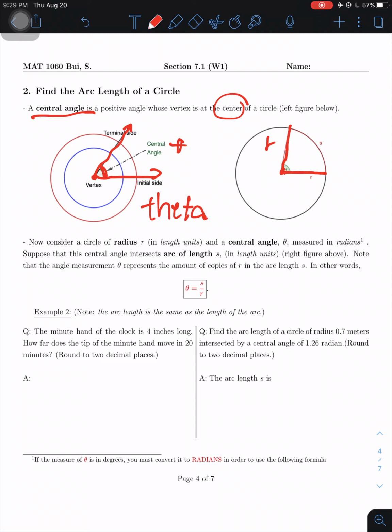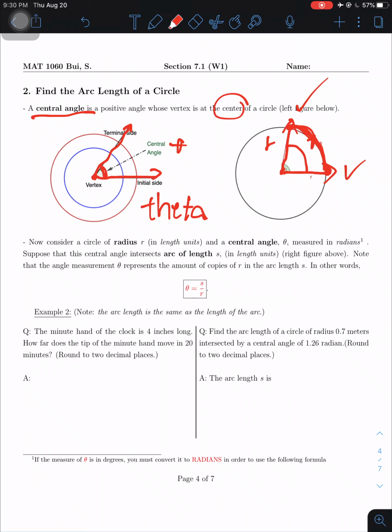So now just imagine that these two radii are actually rays. This is the initial ray and this is the terminal ray. Then the angle that we have here will be the central angle, right? And if you notice, from one end of a ray to the other end of a ray, we have this curve here, right?